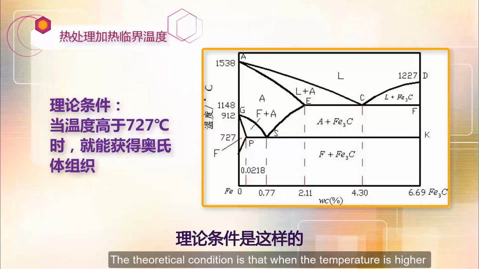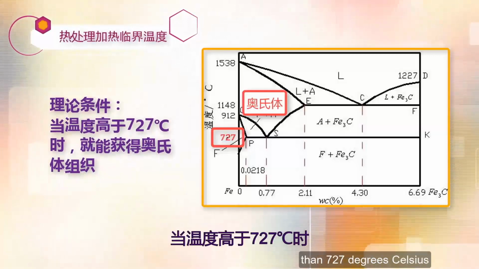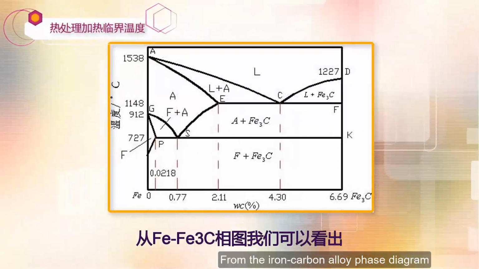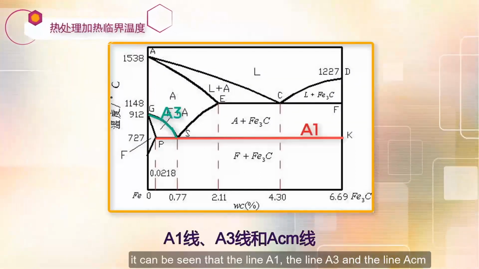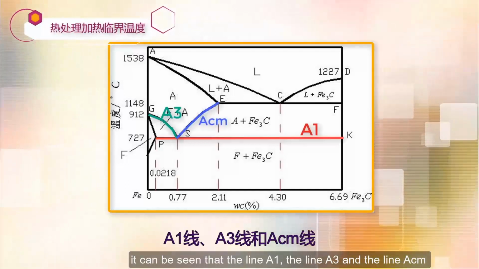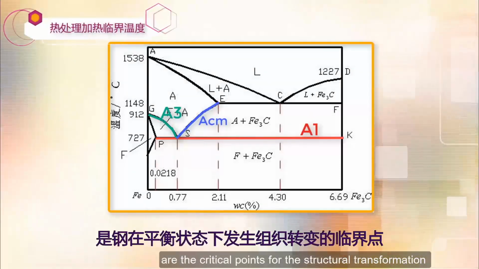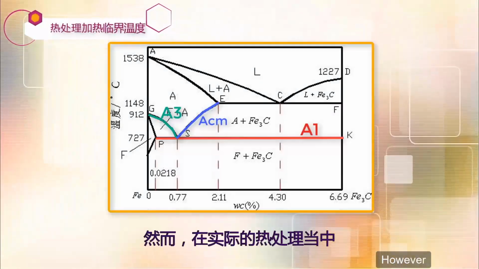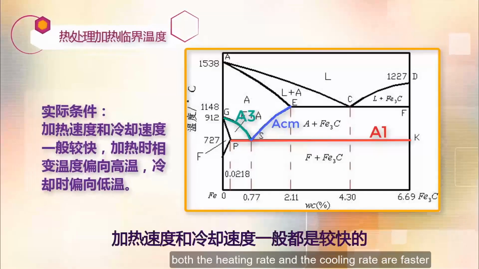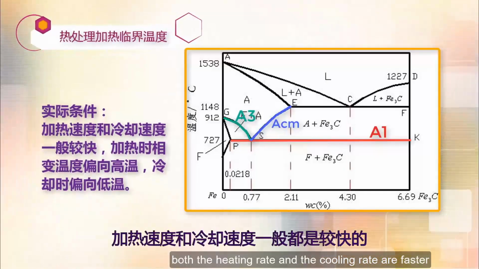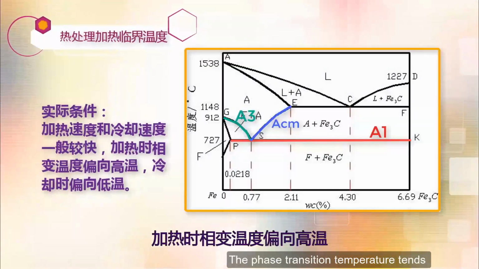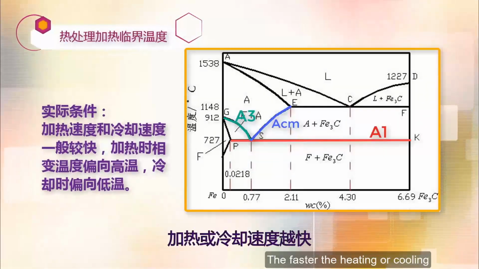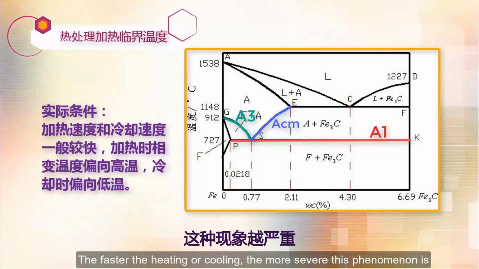The theoretical condition is that when the temperature is higher than 727 degrees Celsius, you can get the austenite. From the iron-carbon alloy phase diagram, it can be seen that the line A1, the line A3 and the line ACM are the critical points for the structural transformation of the steel in the equilibrium state. However, in actual heat treatment, both the heating rate and the cooling rate are faster. The phase transition temperature tends to be higher when heating and lower when cooling. The faster the heating or cooling, the more severe this phenomenon is.